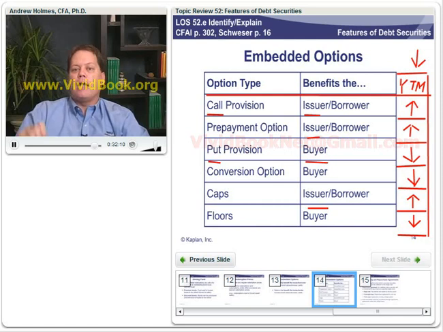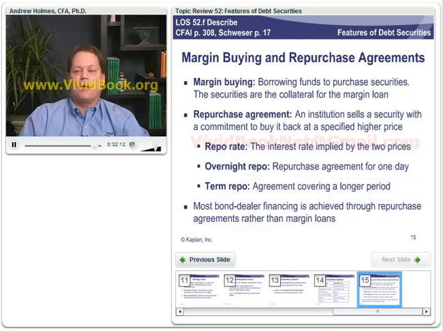All right, and finally, with this little reading that's been mostly introductory material, what about margin buying and repurchase agreements? Well, margin buying, here we're borrowing funds to purchase securities. So we talked about that in the equity material. Same thing here. So we're going to buy a bond. It costs $1,000. We're going to get a loan for part of that, and then we're going to use the securities that we buy as collateral for the loan, just like we were buying stocks on margin.